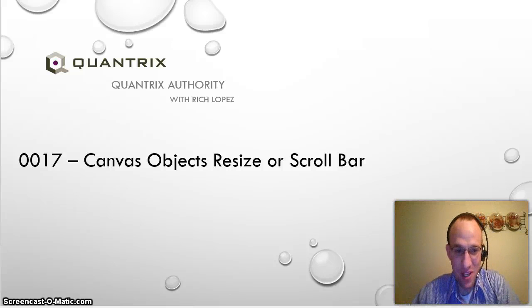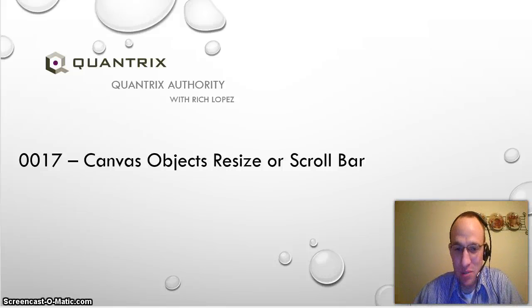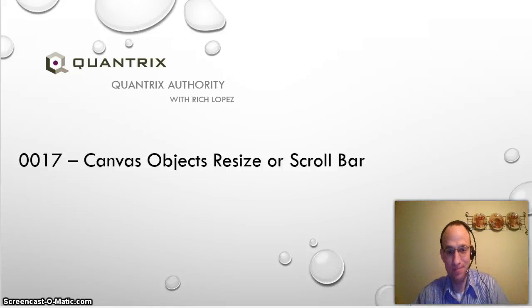Anyway, today in episode 17 I want to share with you kind of a trick about working with canvas objects. Sometimes you'll get a resize or you'll get a scroll bar depending on how you bring that object, or that view rather, to the canvas.